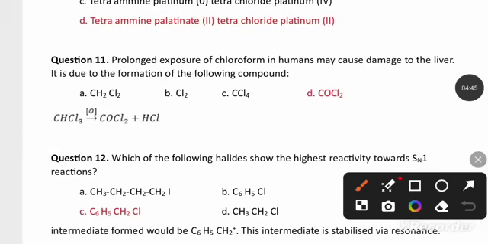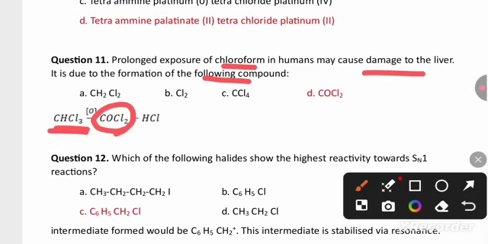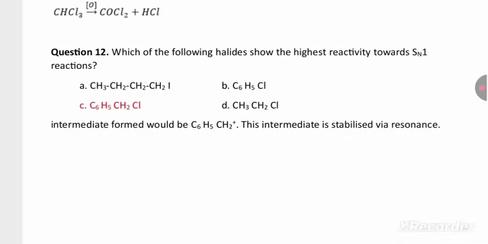One more question from haloalkanes and haloarenes. Prolonged exposure to chloroform in humans may cause damage to the liver. It is due to the formation of phosgene, carbonyl chloride, COCl2 gas. That's why we need to store chloroform in a dark colored bottle.